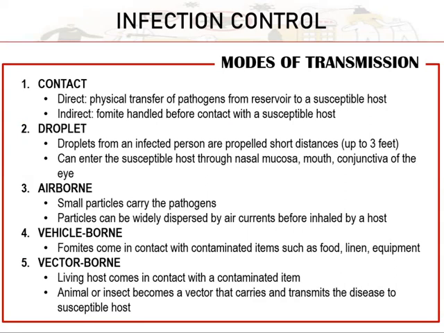Okay, the next one is through vehicle-borne. So, when we say vehicle-borne class, so this one, fomites come in contact with contaminated items such as the food, linen, and equipment. That is why very important good na i-change ang beddings no sa mga hospitals every day. So i-change yun na siya every day. And vector-borne. So vector-borne, living host comes in contact with a contaminated item. So example ani, the mosquitoes, the ipis, the rats, the flies. So they can bring or they can transmit the condition as well.